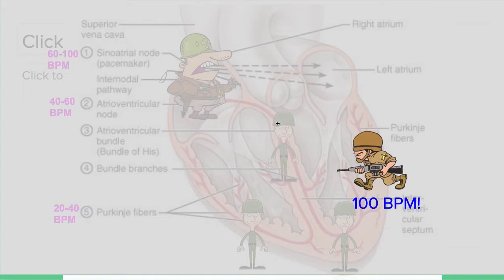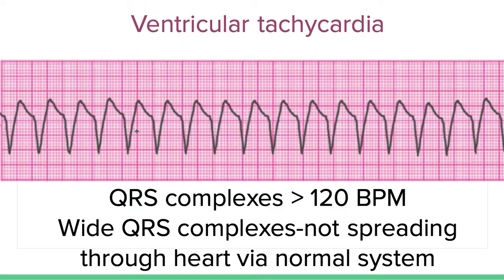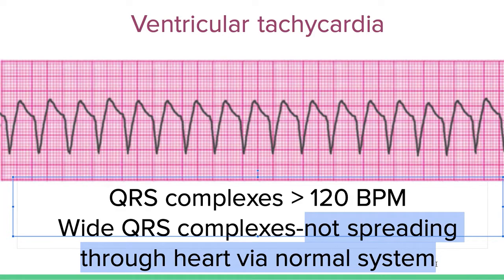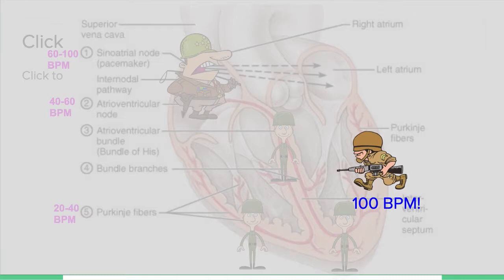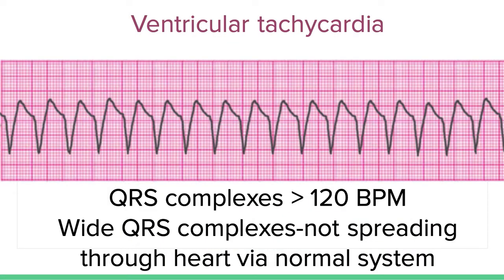So normally it should start in the AV node and spread quickly down through the fibers. But if it starts in this weird place, it's going to spread through the muscle in a much slower, much more inefficient way. So it's going to take longer for the ventricles to depolarize because it's not spreading through the heart via the normal conduction system. The signal's not designed to start here. So if it does, it's going to take much longer to spread through the ventricles, and you see this very wide QRS complex.